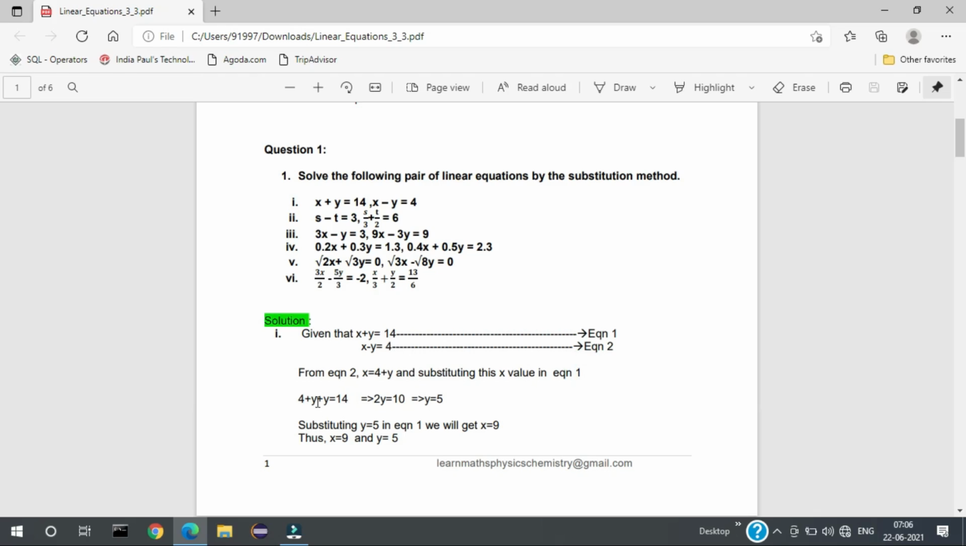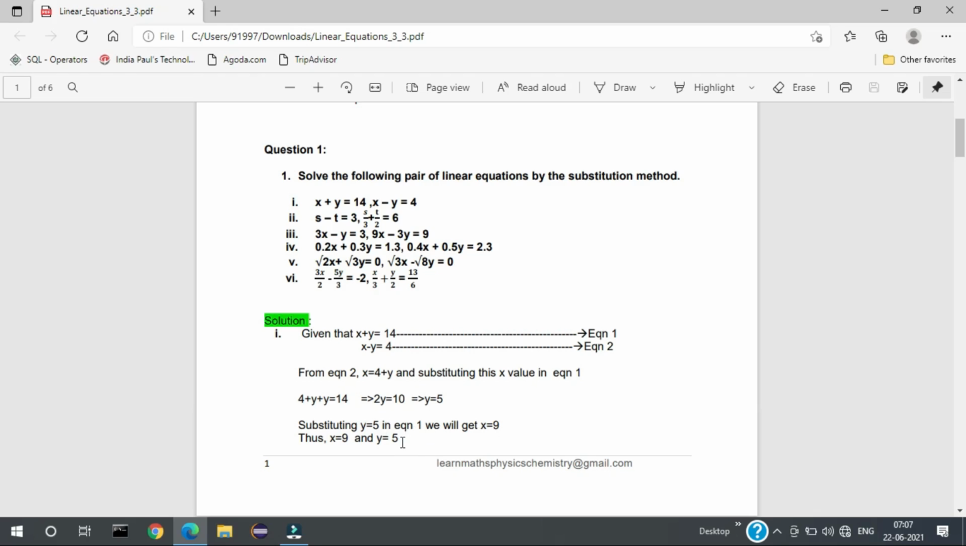What is the x value? 4 plus y, so 4 plus y plus y equals 14. So 4 plus 2y equals 14. So 2y equals 10. That implies y equals 5. Substituting y equals 5 in equation 1, we will get x equals 9.